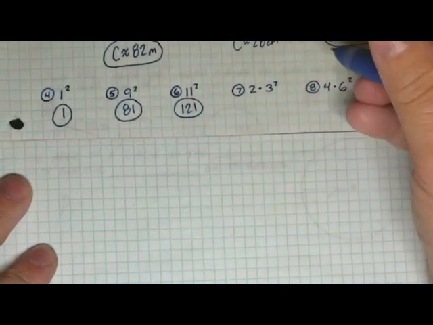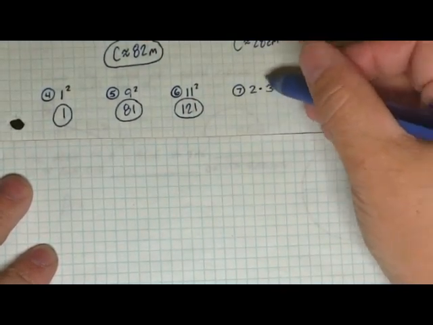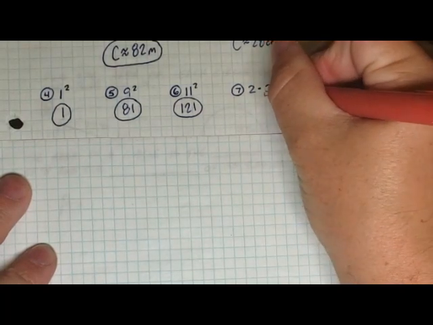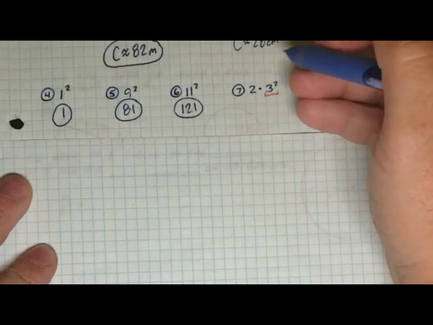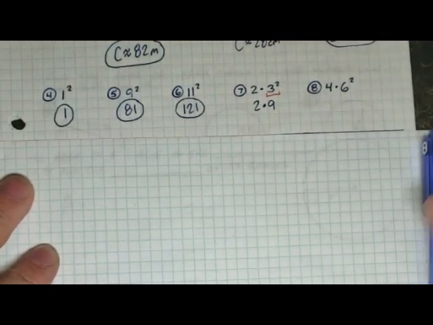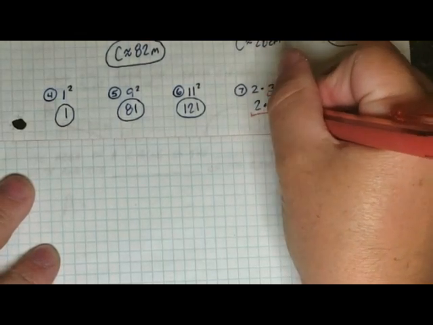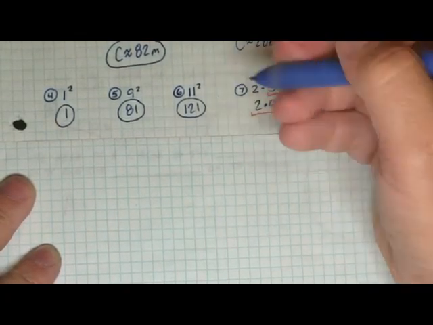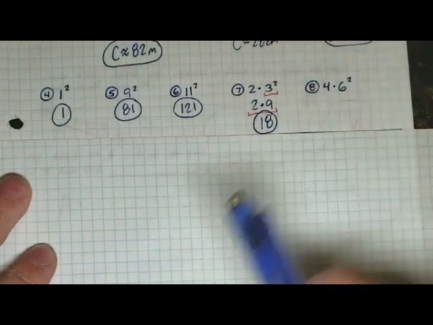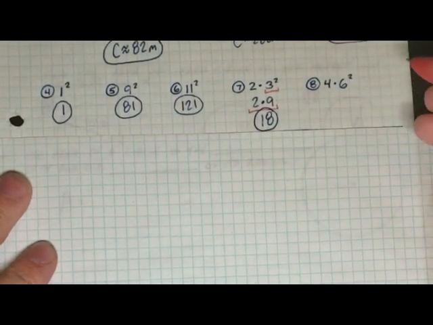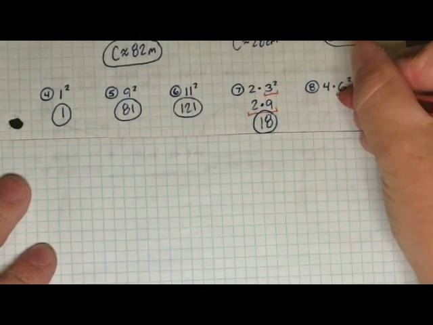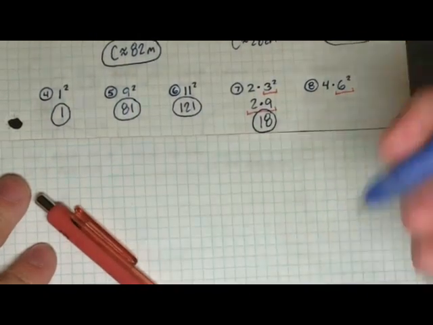Number 7, what would you do first, the multiplication or handle the exponent? You should handle the exponent first. 3 squared is 9. Bring down the 2 times. And then 2 times 9 is 18. So you should have gotten 18 for number 7. And lastly, before we jump into the lesson, 4 times 6 squared, we would do the exponent first. 6 squared is 36.